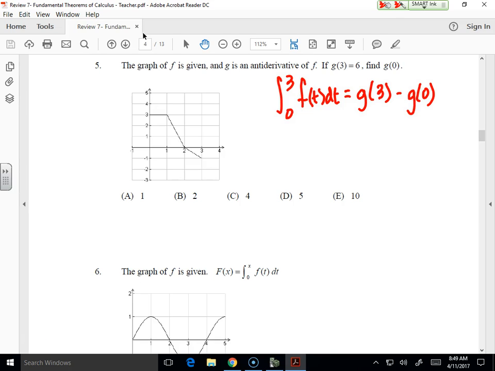Now, when I think integration on a graph, what do I think? Area. 0 to 3. You're going to see a rectangle, or a trapezoid. Most people see the rectangle, see the triangle, and then see the triangle. What is the base of said rectangle? 1. What's the height? 3. So I can say that area is equal to base times height plus area above.